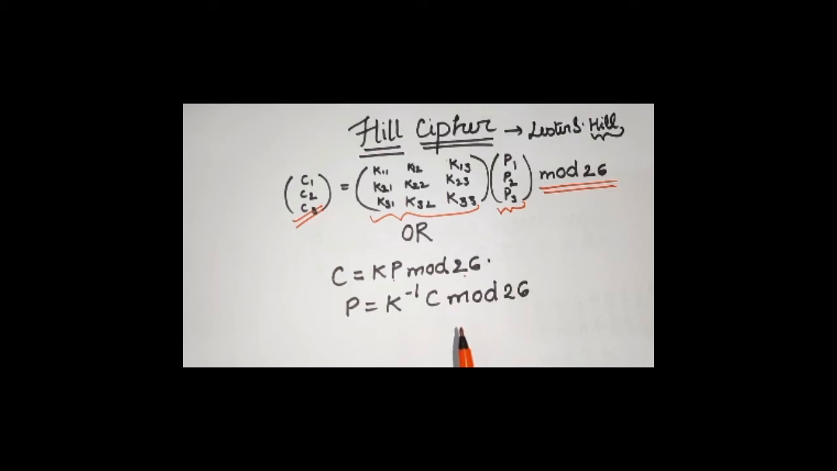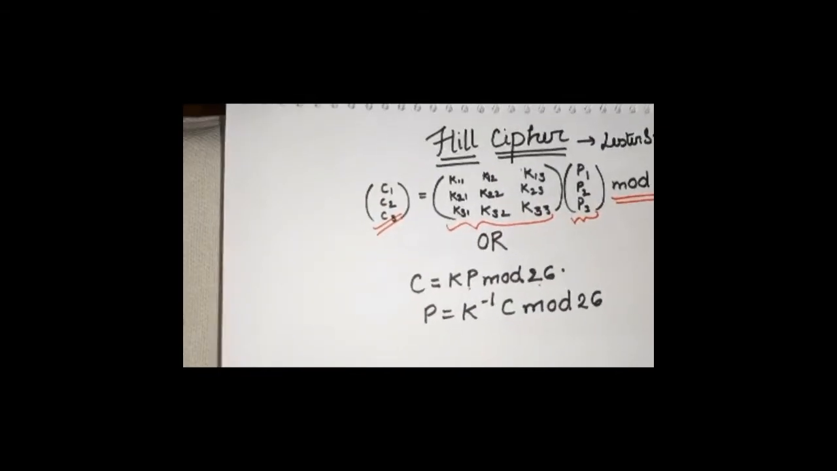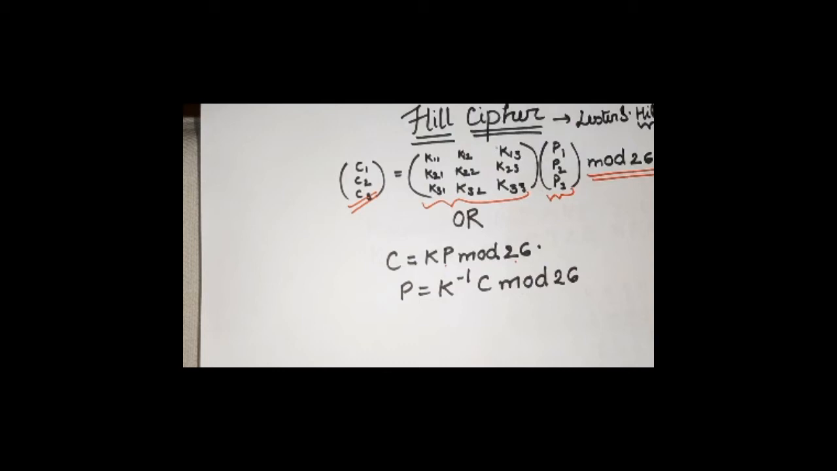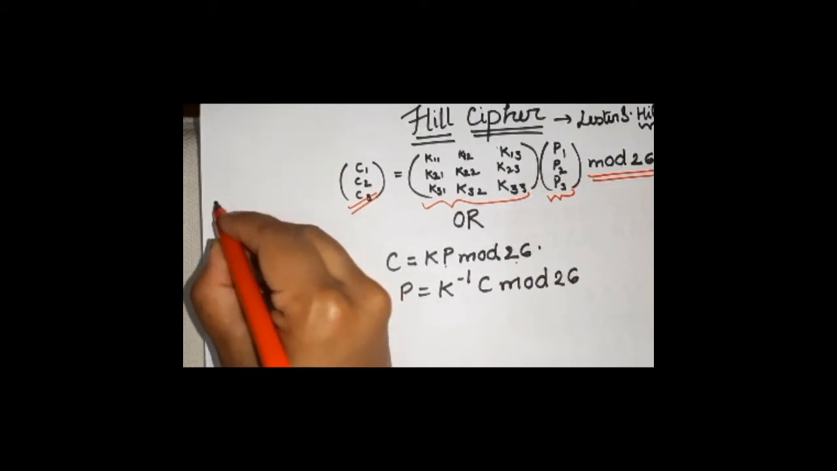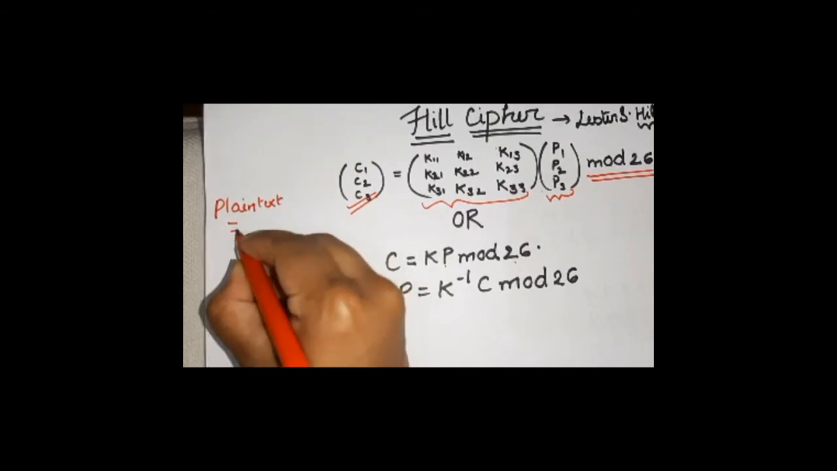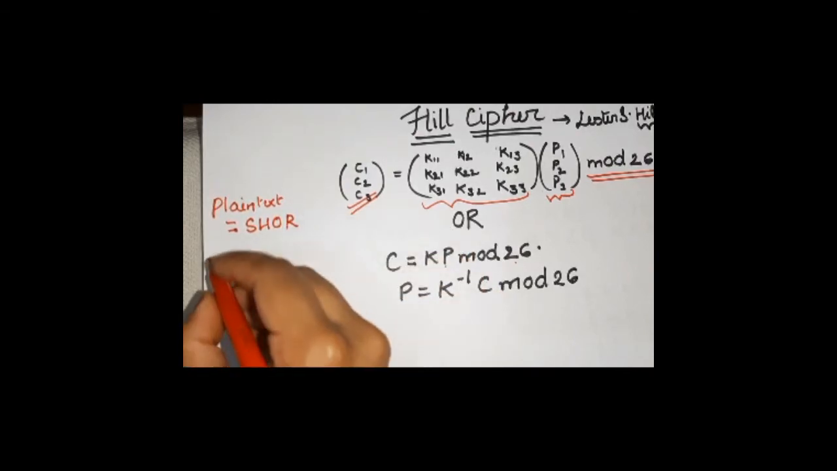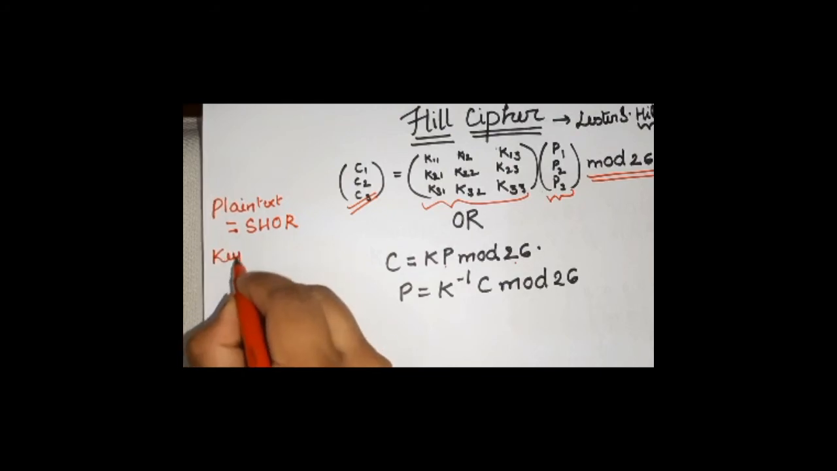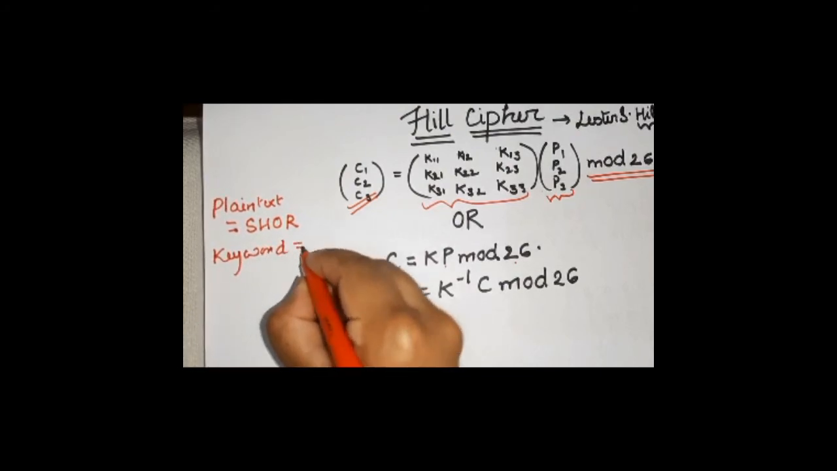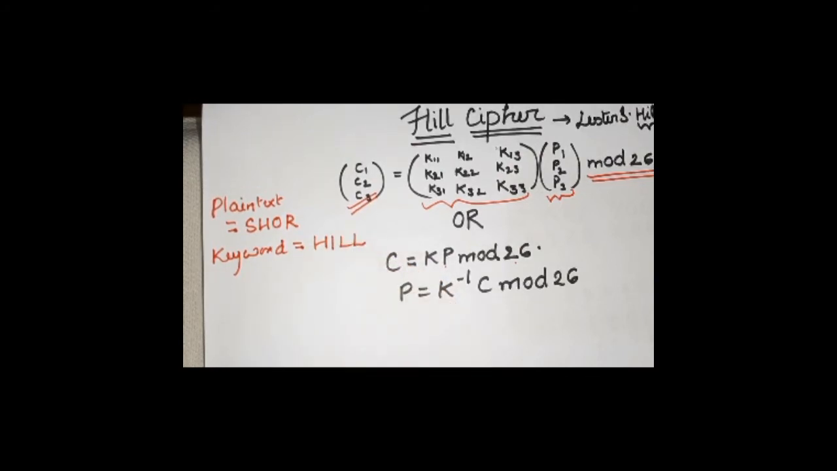I'll be illustrating this Hill cipher by an example. Let's take an example. I'll be taking plain text here as SHOR. This is the plain text. Keyword here is given as HILL.